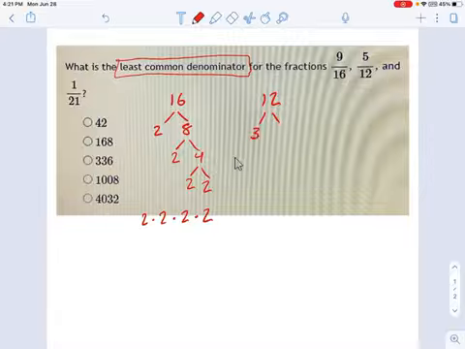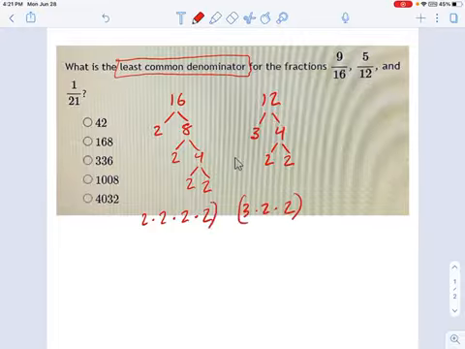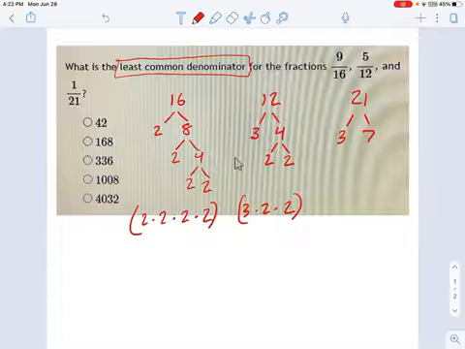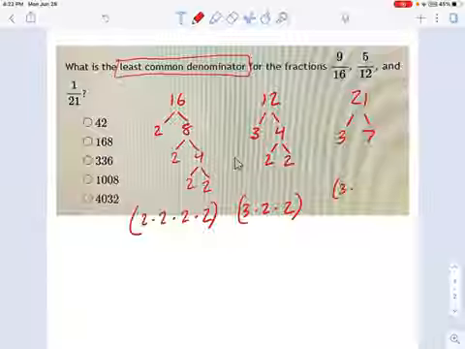12, that's just 3 and 4. 4 is just 2 and 2. So 12 is 3 times 2 times 2. Okay? And the last one, 21, that's the easiest factor tree of all because that's just 3 and 7. They're prime numbers. You can't go any further than that. So it's 3 times 7.